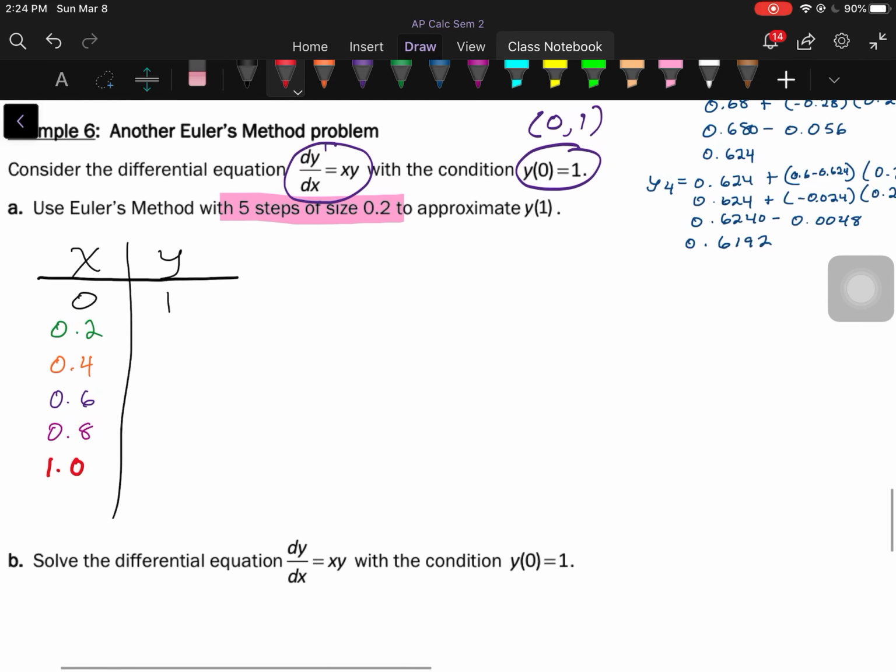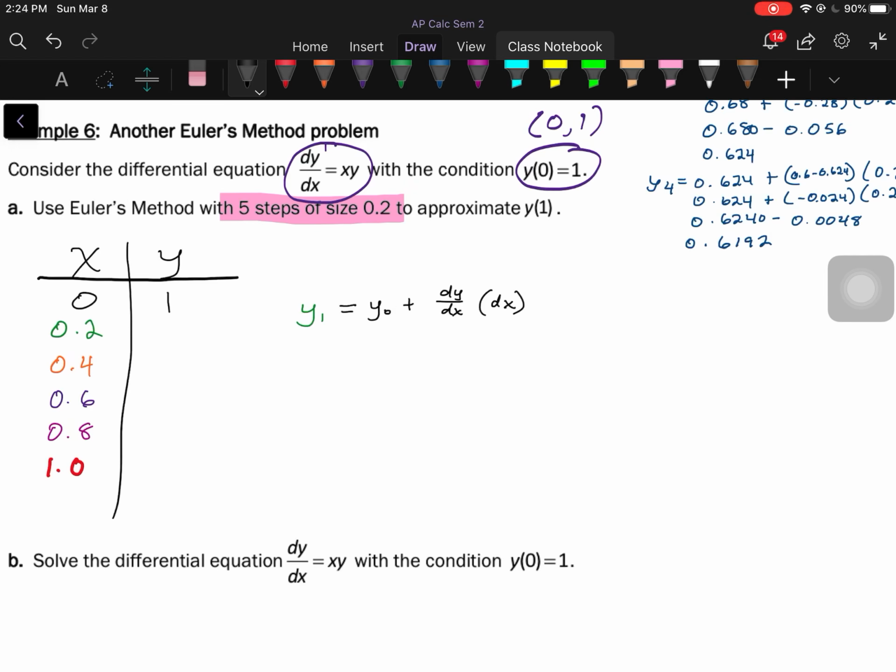So now let's go ahead and use this process. I have all the x values, so I'm just going to focus on the y values. To get y sub 1, the first iteration of this rule, I take the original y value, y sub 0, plus the slope at that point, dy/dx, multiplied by dx. So to get y sub 1, I take my initial x value, 0, plus the slope at that x value, or at that y value.